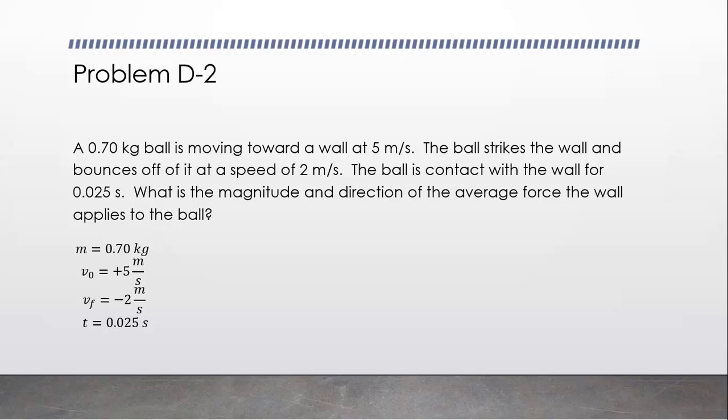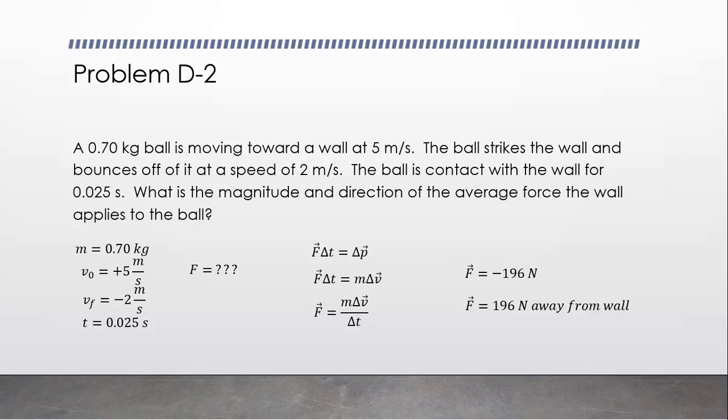So there we go, my known values. I know the mass, initial and final velocity, and time. I want to find the force. I could say force times change in time is equal to change in momentum. I could say change in momentum is mass times change in velocity. And so the average force should be mass times change in velocity over change in time. So what I would do is calculate that out, plug my numbers in, and I get negative 196 newtons. What that really says is that the average force is 196 newtons directed away from the wall.